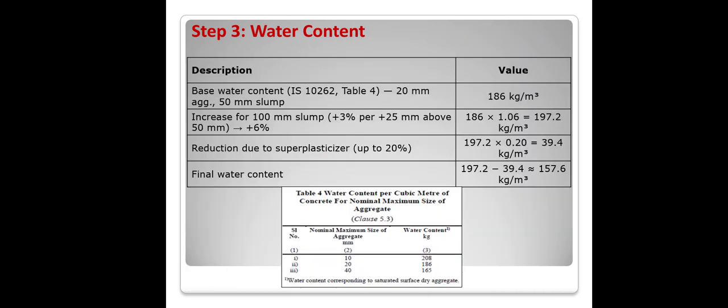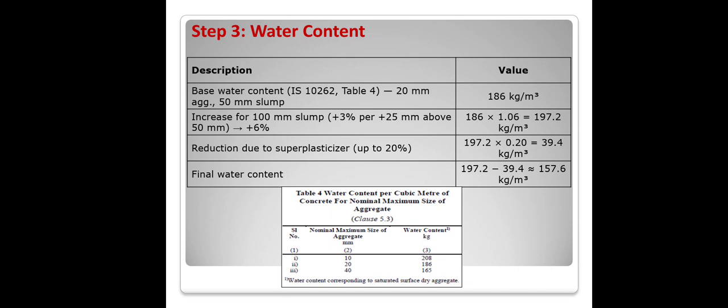Step 3, determination of water content. We start with the base water content of 186 kg per meter cube for 20 mm aggregate at 50 mm slump. Since our required slump is 100 mm, 50 mm higher, we add 3% for every 25 mm above the base, giving us a 6% increase. 186 times 1.06 equals 197.2 kg per meter cube.